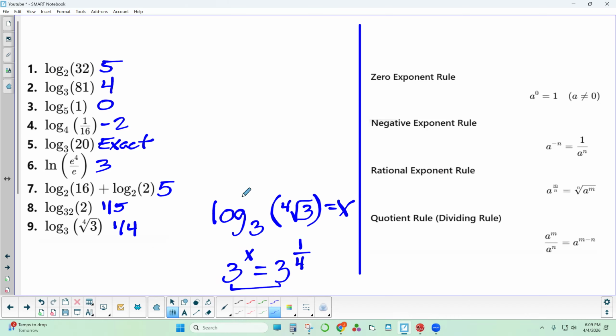All right. So hopefully this gives you a good idea of how to evaluate logs. And come see me in the next video where we talk about log properties and expand on simplifying, condensing, expanding, and eventually solving log equations.